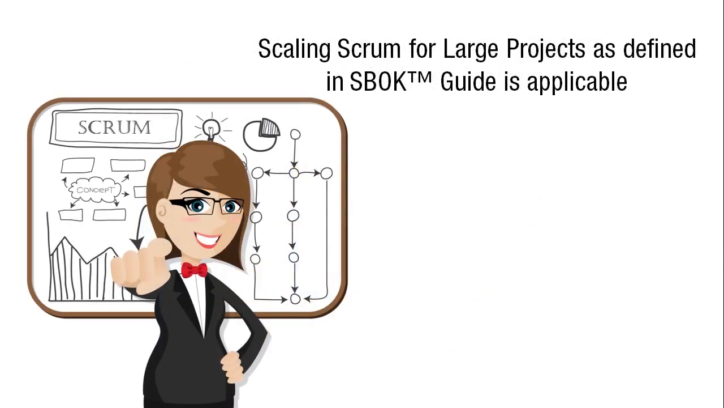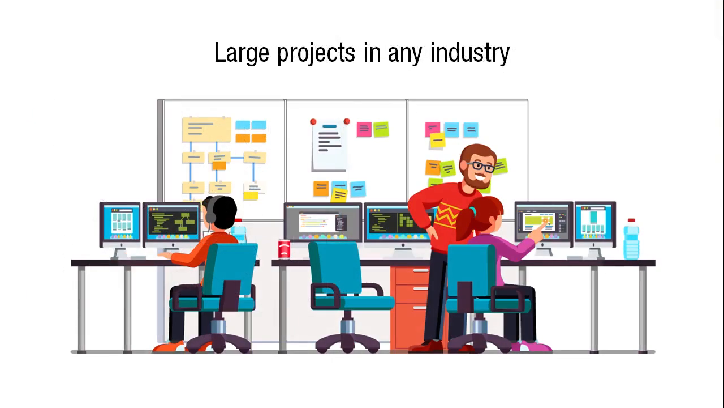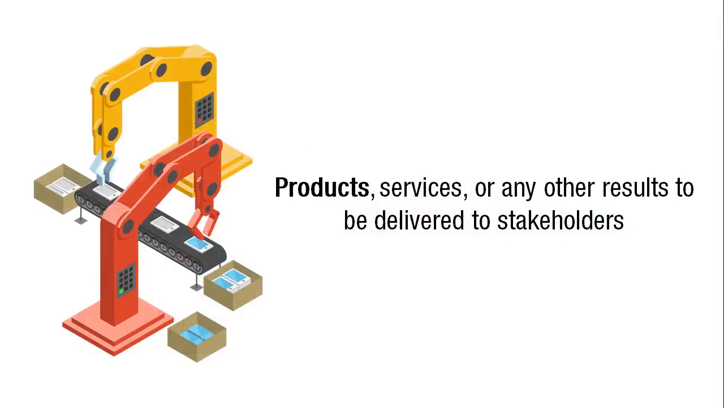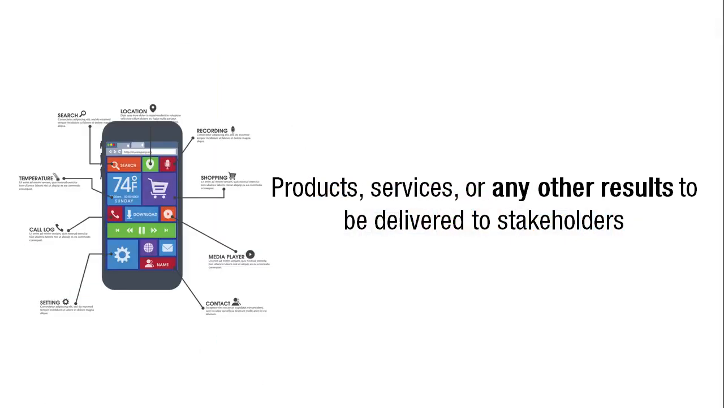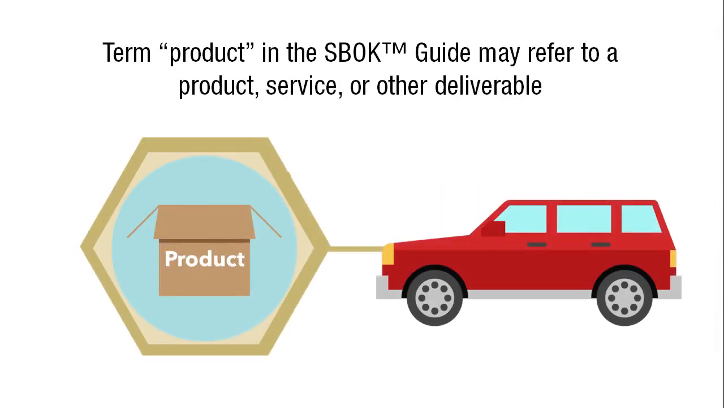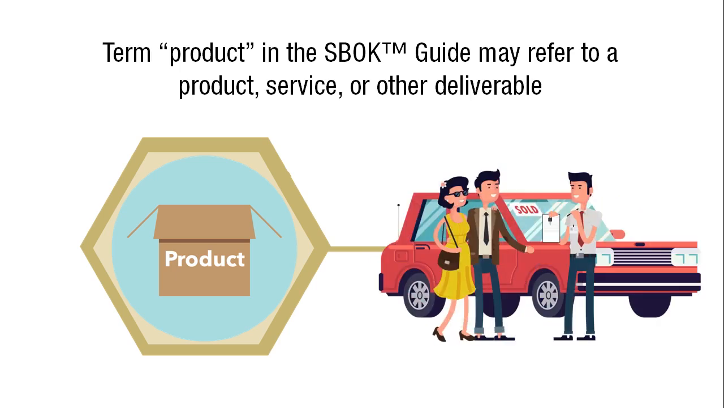Scaling Scrum for large projects, as defined in A Guide to the Scrum Body of Knowledge, SBOK Guide, is applicable to the following: large projects in any industry, products, services, or any other results to be delivered to business stakeholders. The term product in the SBOK Guide may refer to a product, service, or other deliverable.